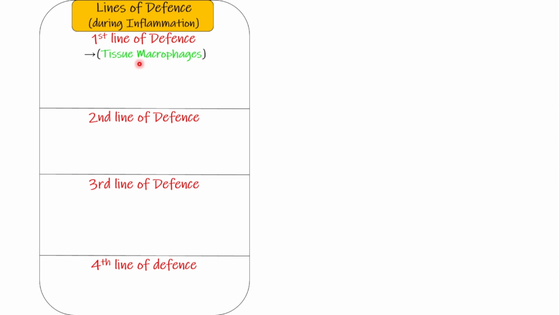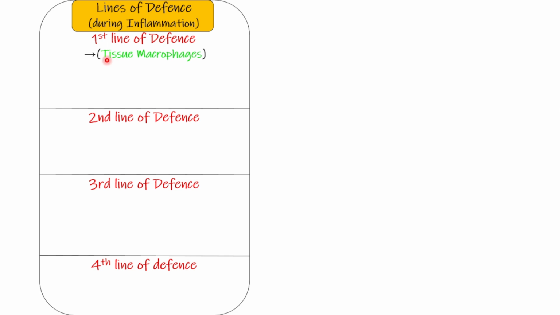Neutrophils are not naturally present in the tissues. They're present in the blood. Monocytes are not in the tissues either. They're first present in the blood, then they move to the tissues. So the first line of defense is the tissue macrophages.